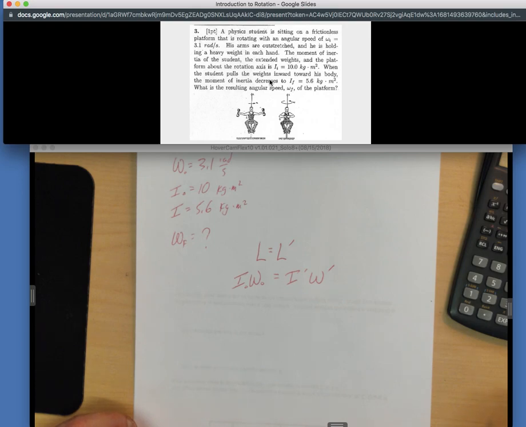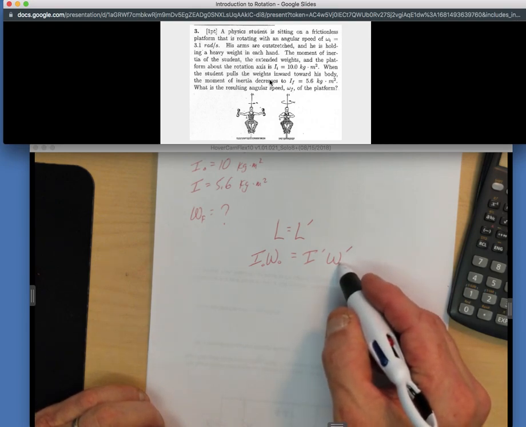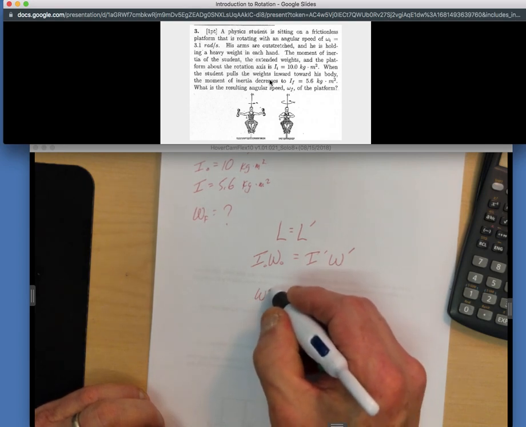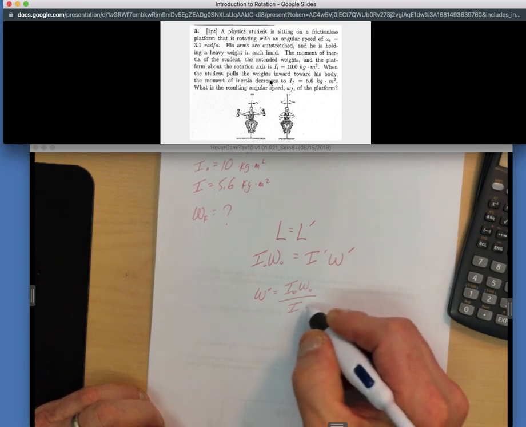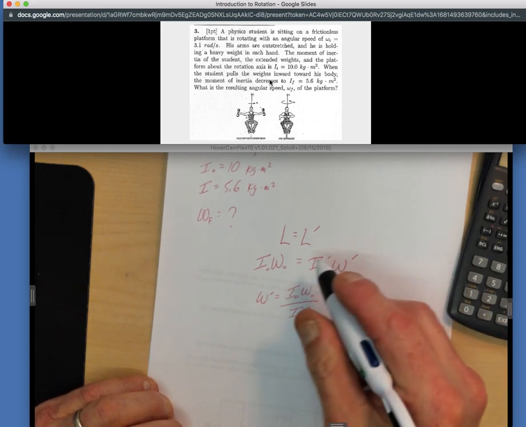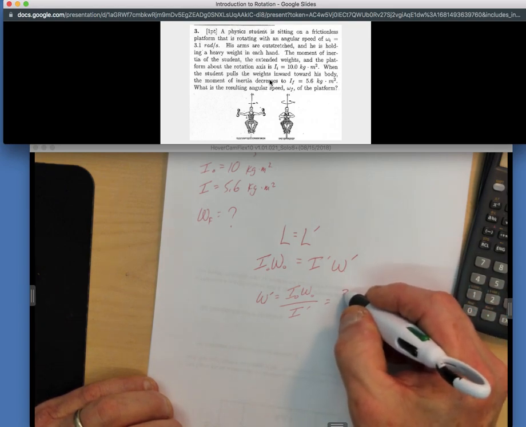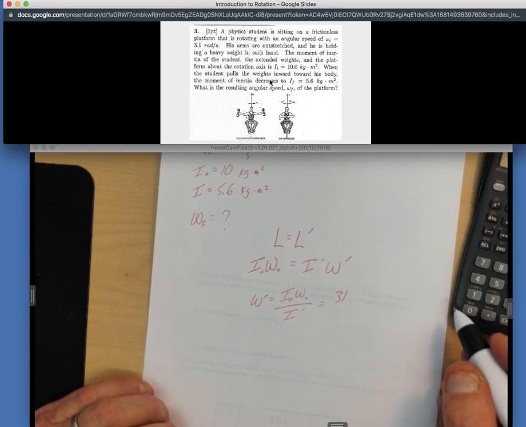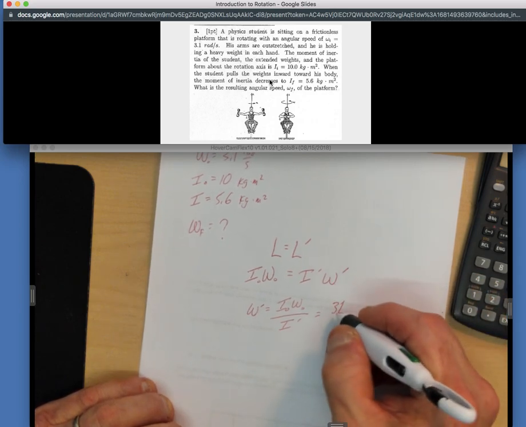But you see, we have all the numbers here. This one's actually pretty straightforward. We just have to get omega final by dividing by I final. Omega final will be I initial omega initial over I final. So we've got all these numbers. It's just 3.1 times 10 up top, right? Which is just 31, and the units are I times omega, 31, and units of momentum.